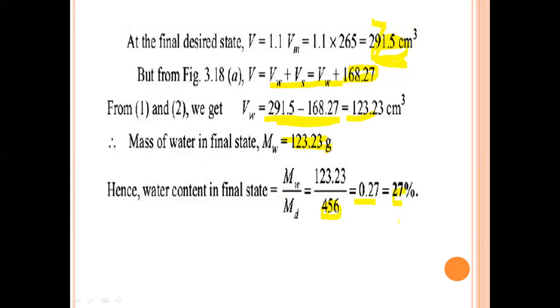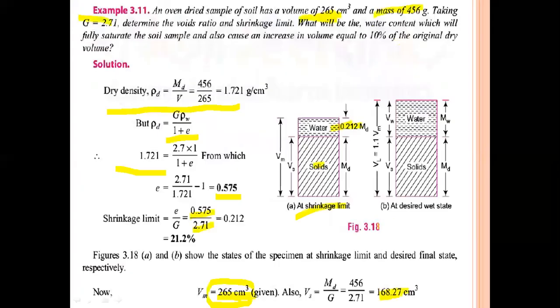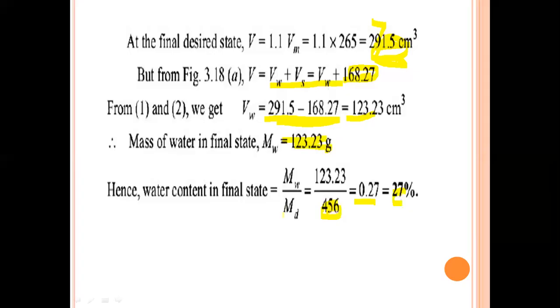Okay, clearly? Any doubt in this problem? So the first thing is to find the shrinkage limit, the volume of mass, the total volume and also the volume of water. Then finally the water content in the final state, multiplied by 100%, equals 27%.